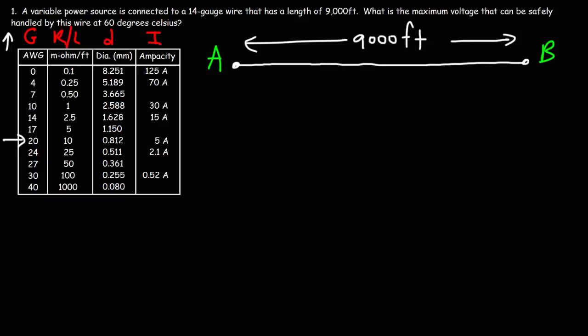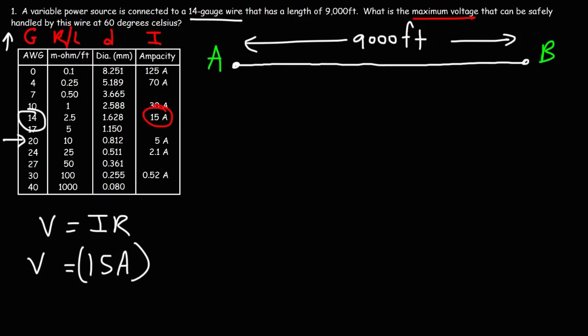How can we determine the maximum voltage that can be applied? Well, we could use Ohm's law. V is equal to IR. The wire has a certain amount of resistance, and there's a maximum current that it can handle. So this is a 14 gauge wire. Using the table, we could see that the maximum current that it can handle at 60 degrees Celsius is 15 amps. So we have the maximum current. So we're going to replace I with 15 amps.